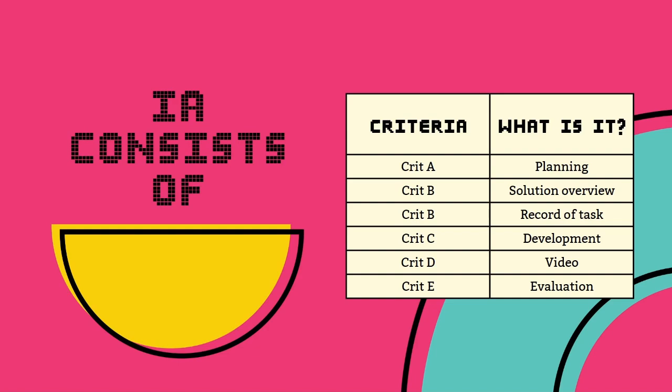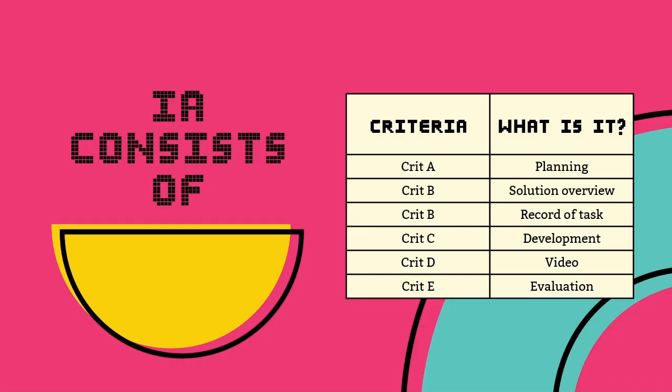So what does the IA consist of? Well, it has five criteria, technically six, because criterion B has two parts. So criteria A consists of planning. You'll need to find a client, discuss their problems, and offer solutions. You'll then need to list down a few success criteria that you want to achieve in your solution, and that'll be relevant in the upcoming criteria.